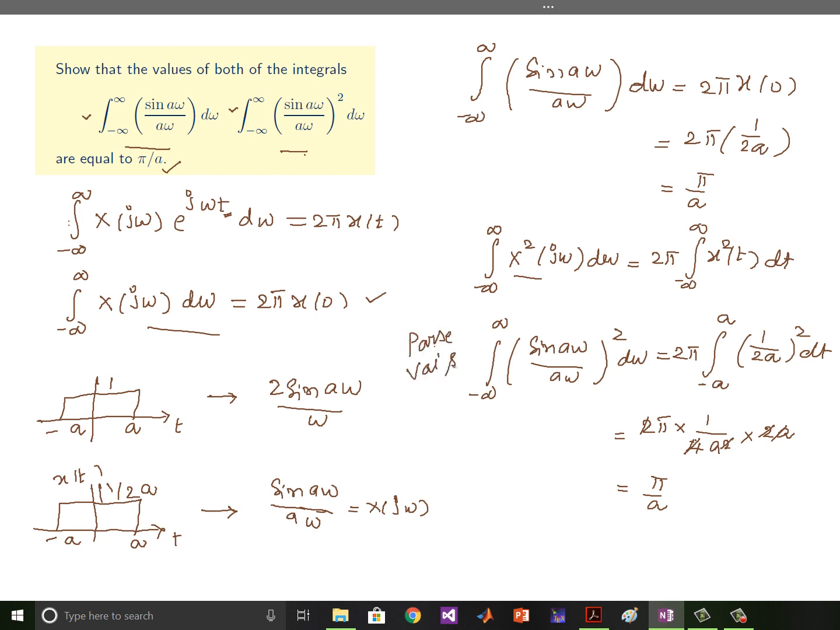So hopefully you have understood the concept of the Fourier transform and the Parseval relation.